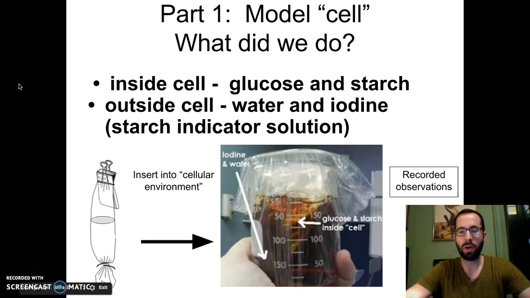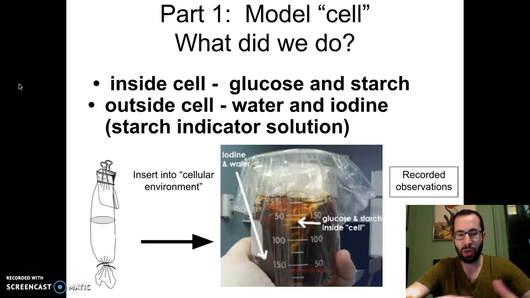So in part one of the lab, you created something that's referred to as a model cell. You took a plastic bag and you filled it with two substances. Inside of the cell, you added glucose solution, which is basically sugar water, and you added starch. And starch is a larger sugar. It's a bunch of sugar molecules put together.